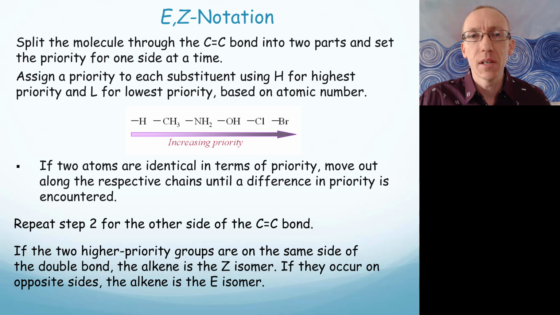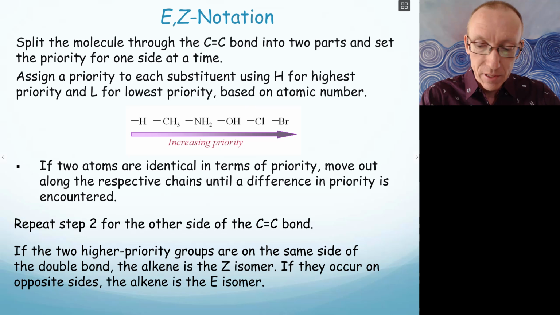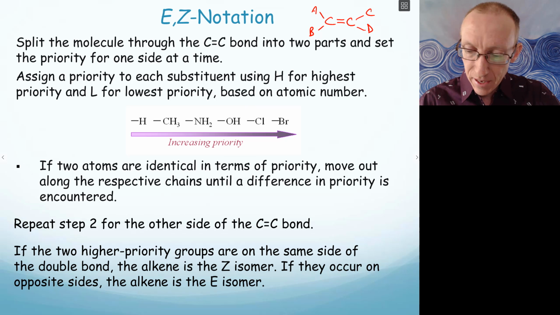Okay, so to assign EZ notation to an alkene, firstly we need to split the molecule in half down the double bond. So if we have a double bond like this, and we have A, B, and C, and D, then to apply the EZ notation, we're going to split the molecule this way.